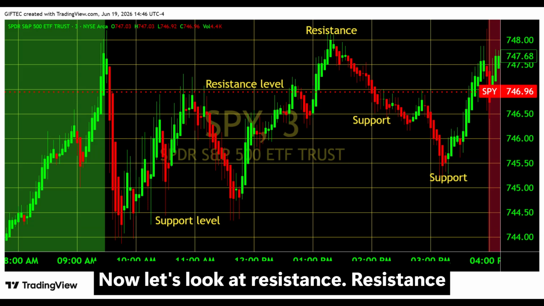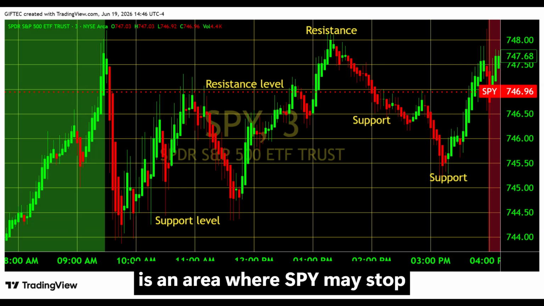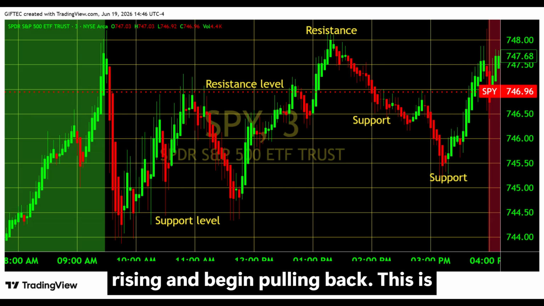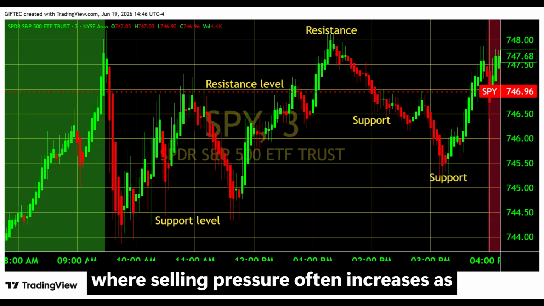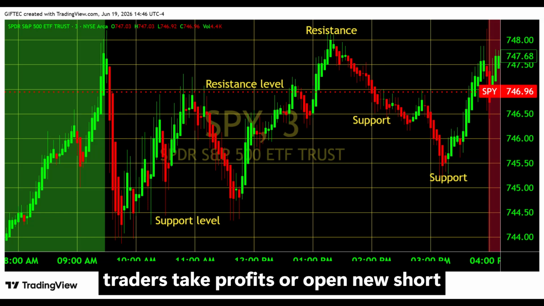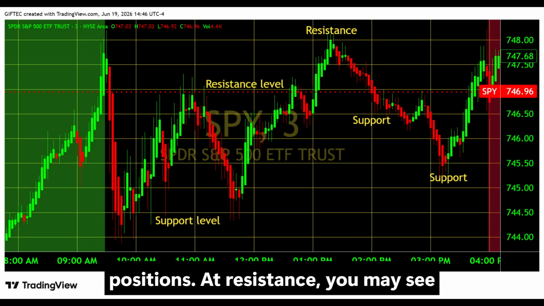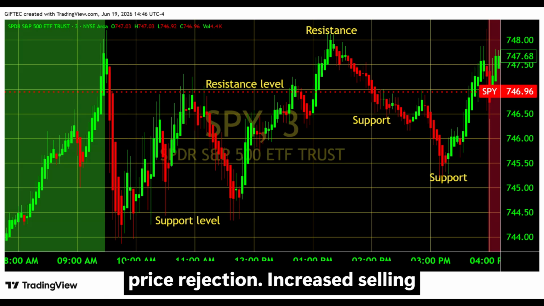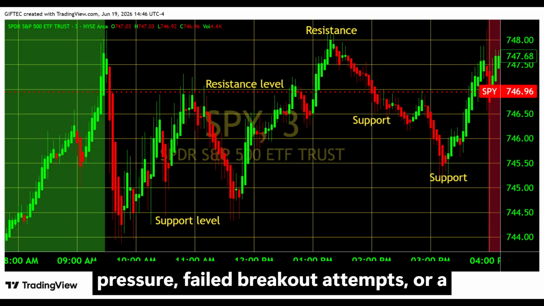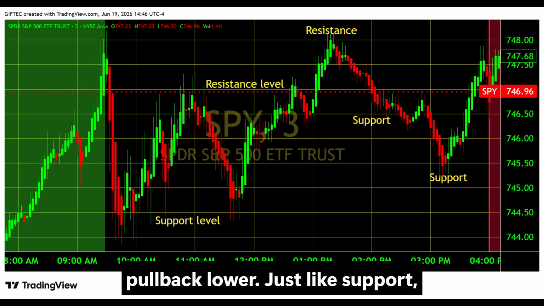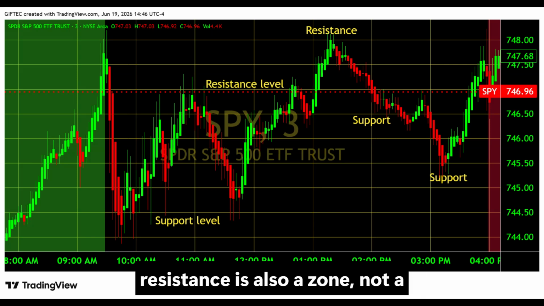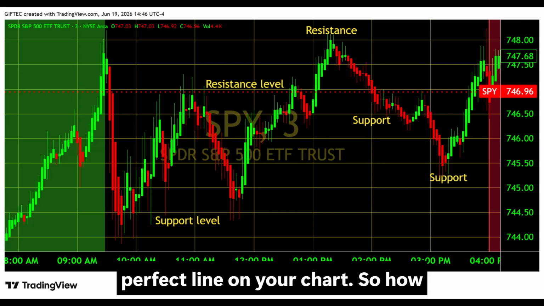Now, let's look at resistance. Resistance is an area where SPY may stop rising and begin pulling back. This is where selling pressure often increases as traders take profits or open new short positions. At resistance, you may see price rejection, increased selling pressure, failed breakout attempts, or a pullback lower. Just like support, resistance is also a zone, not a perfect line on your chart.